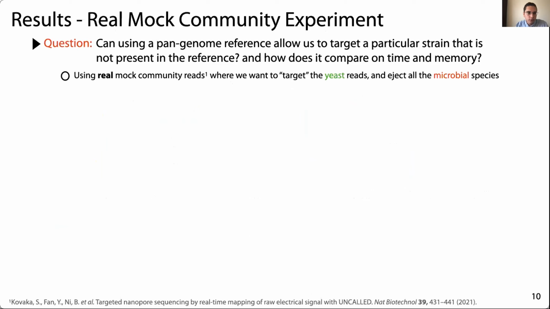So now transitioning into another experiment. The question we had with this one is, can using a pan-genome reference allow us to target a strain that is not in the reference? And how does it compare on time and memory? Here, the gold standard we're comparing with is Minimap2. For this experiment, we use real mock community reads from the UNCALLED paper. We had the same goal: we wanted to target the yeast reads and eject all the microbial reads.